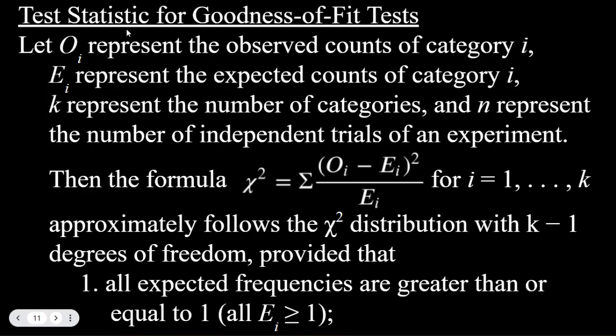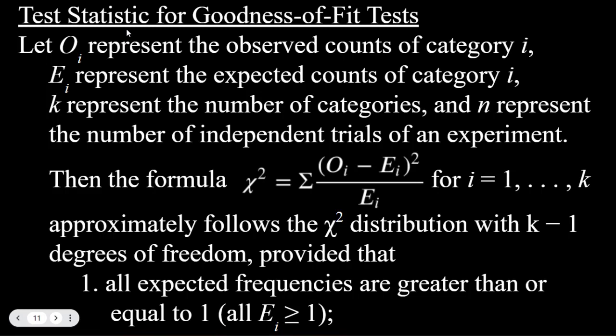Let O sub i represent the observed counts for category i. Remember, we just talked about the expected counts. Now we're going to talk about how many we are actually seeing if we actually count these people. E sub i represents the expected counts for category i. k represents the number of categories. n represents the number of independent trials of an experiment. And all that is our setup.